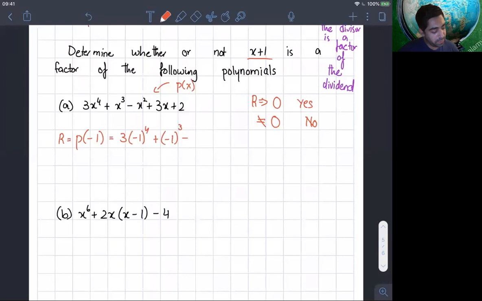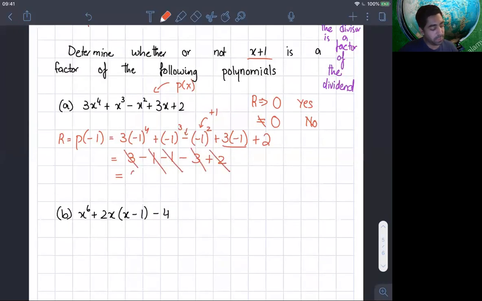Minus 1 raised to the power of 3 minus negative 1 squared plus 3 times negative 1 plus 2. And what is that? Minus 1, minus... and then this one right here gives you a plus 1 when you square it, but then there's a negative sign here, so overall it's a minus 1. This gives you minus 3 plus 2. So minus 1 minus 1 minus 3 plus 2, that is 0.